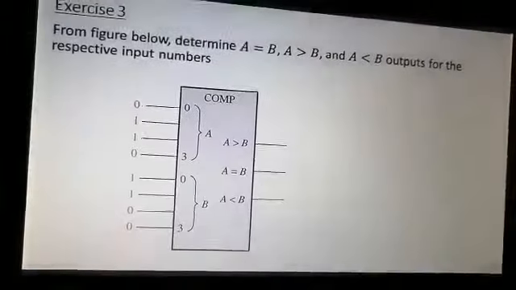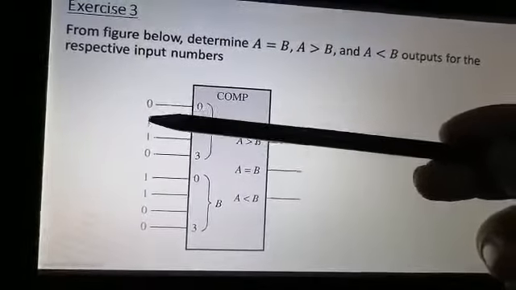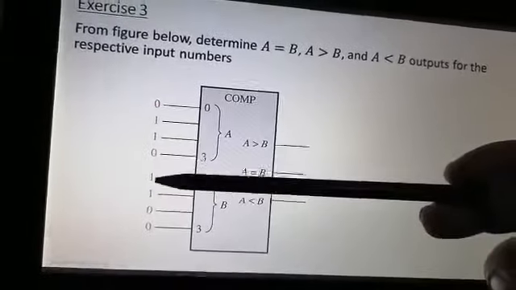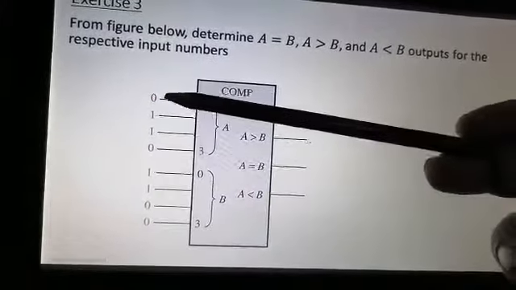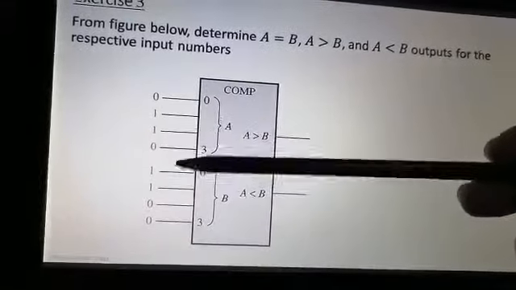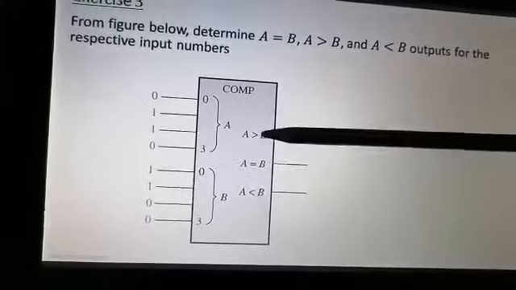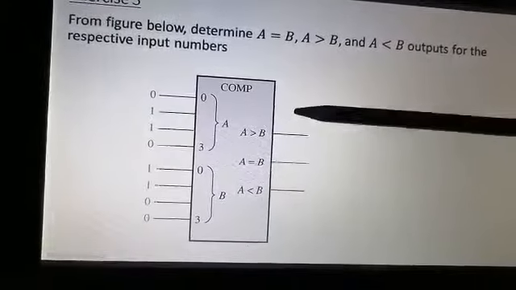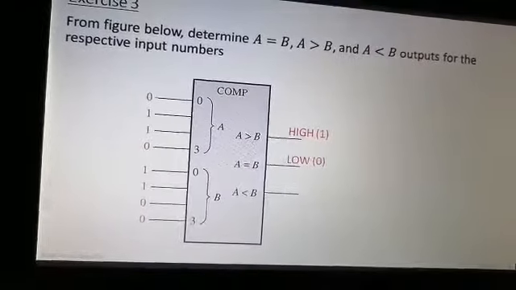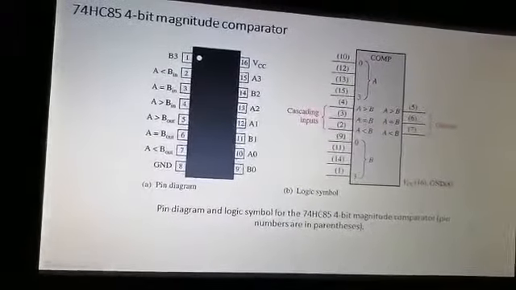So this is some example. You can see we have 0 1 1 0 for input A, and for input B we have 1 1 0 0. So we know this one will be 6, and this one will be 3. That means A greater than B. So the output will be high here, 1 here, and the rest will be 0. So this is the function of the comparator.